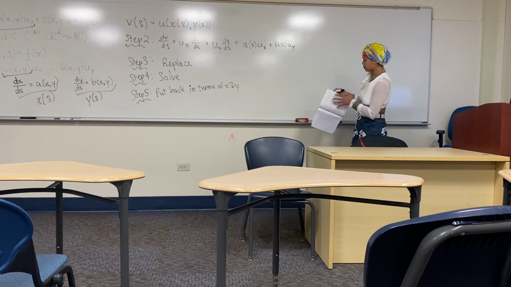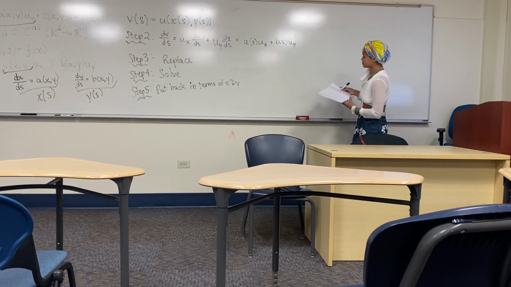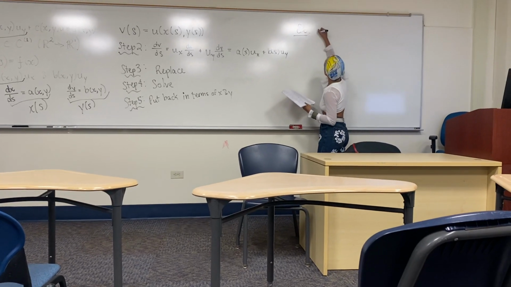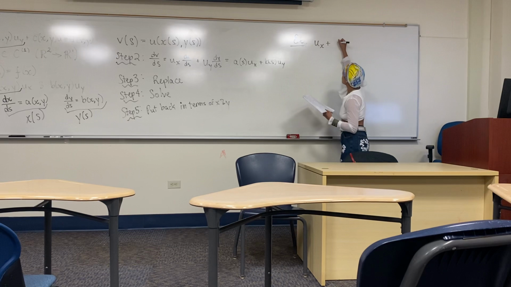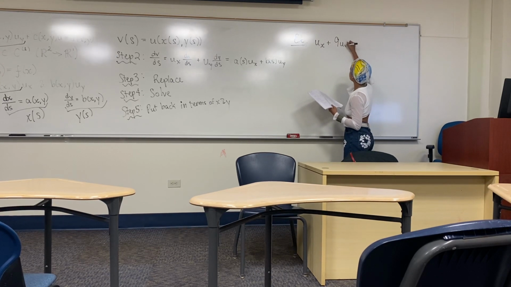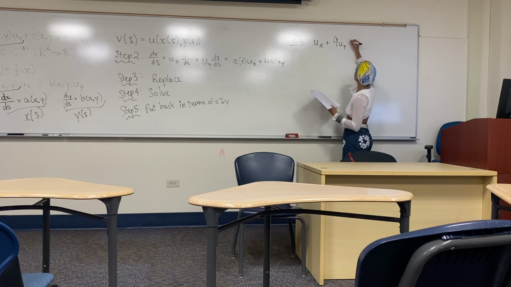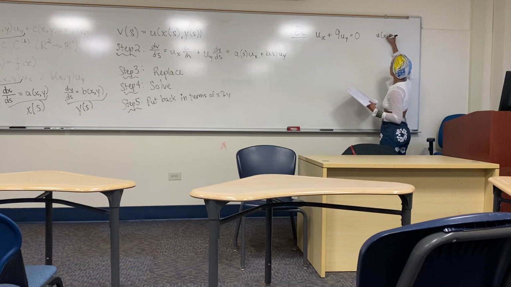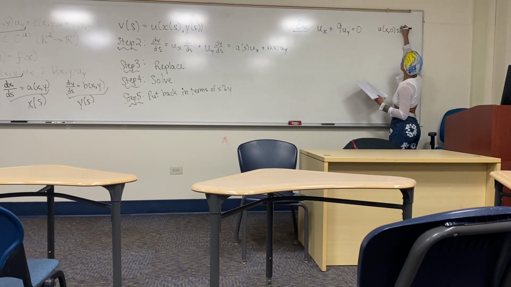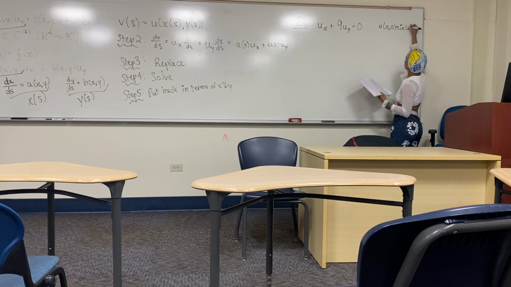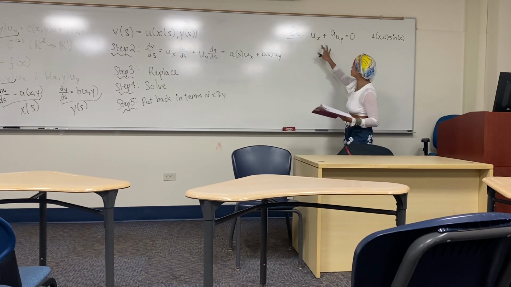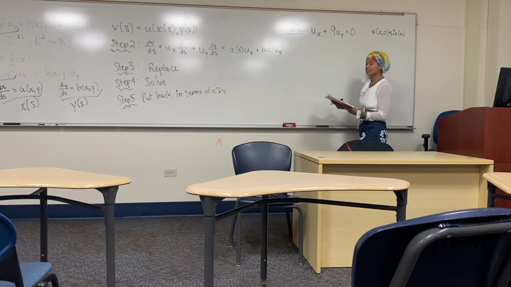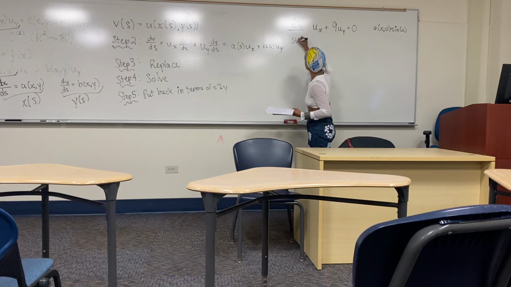So the example we're going to be looking at is the partial derivative of u with respect to x plus 9 times the partial derivative of u with respect to y equals 0. And our initial condition is u(x,0) equals sine of x. All right, so is it of the correct form? It is. And we have our initial condition. Everything's good to go.